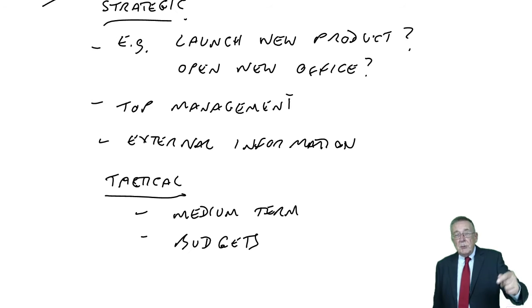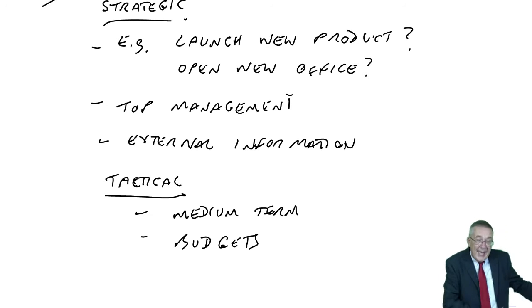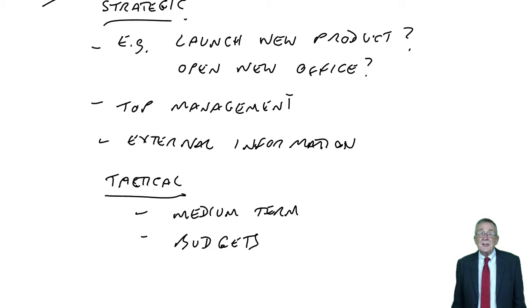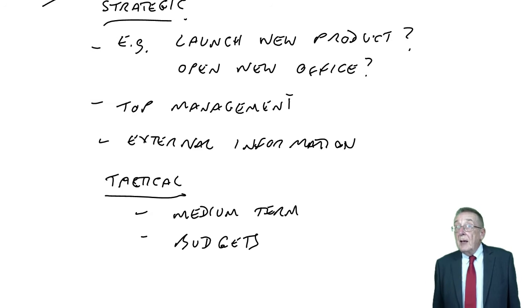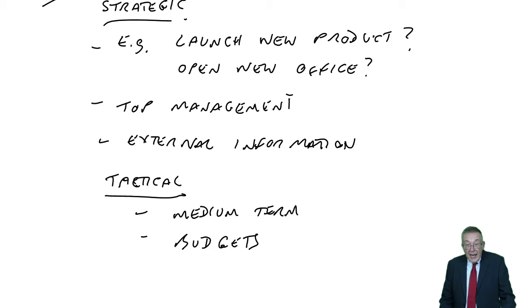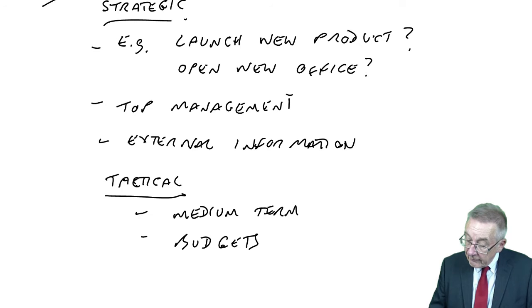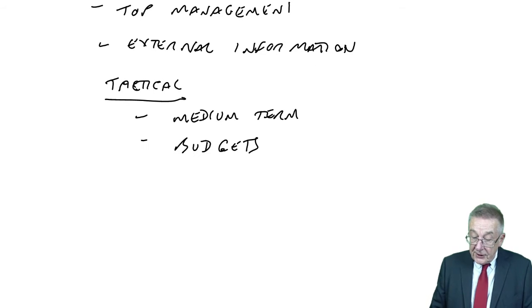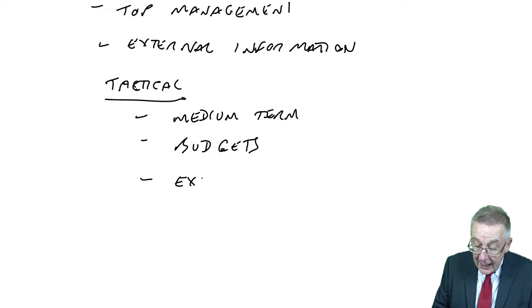So we've decided we're going to launch the new product, we know what the investment will be, we've estimated overall the returns. Now let's do detailed planning, detailed decisions about how many staff do we need to employ over the next few years, where are we going to get the materials from, and so on. And for those sorts of decisions, we will need both external and internal information.